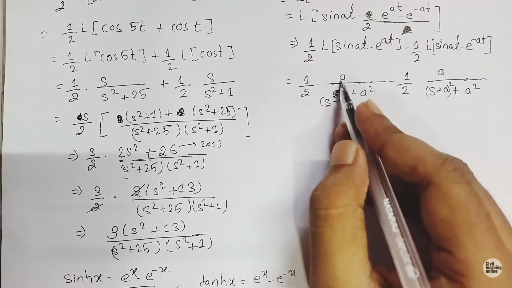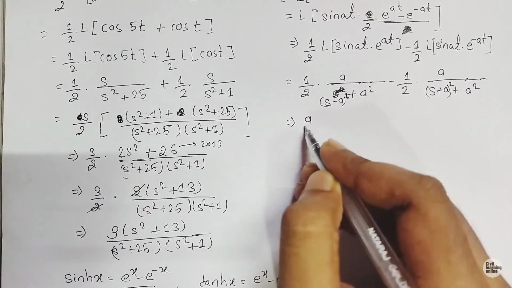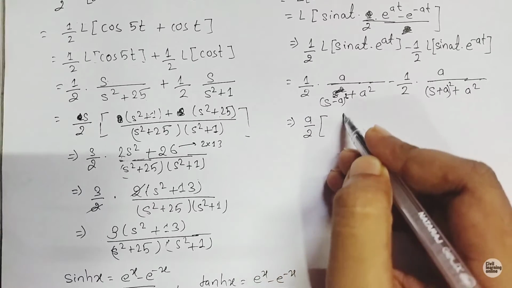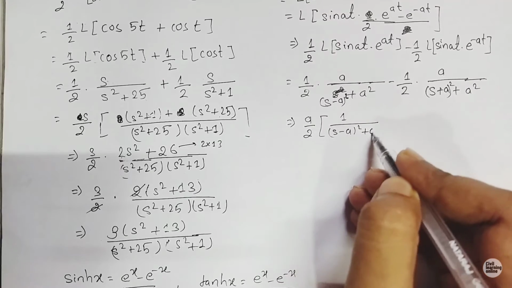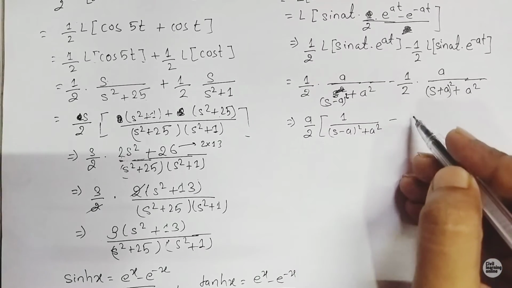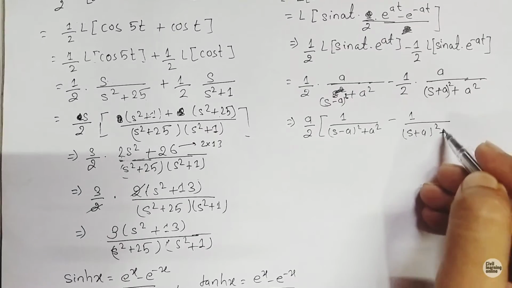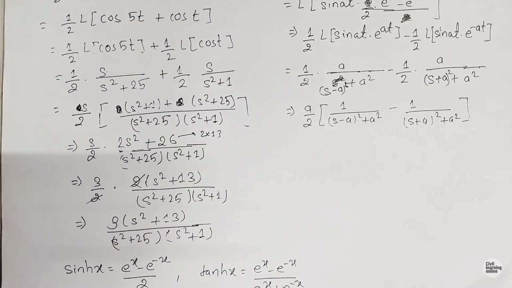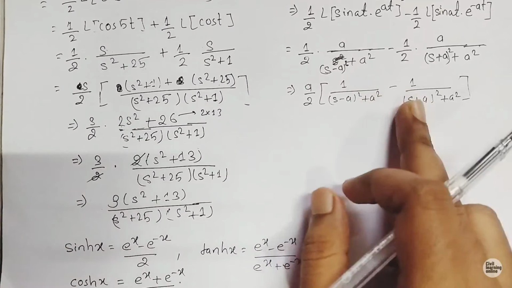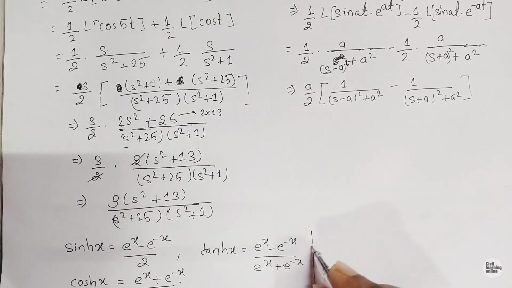Now take a common from both, a by 2 common from both, so we will have here a upon 2 times 1 upon (s minus a) whole square plus a square minus 1 upon (s plus a) whole square plus a square. Now we need to do a few calculations here. See here, we need to take the LCM of both the terms. What will be the LCM? Let me show you here.